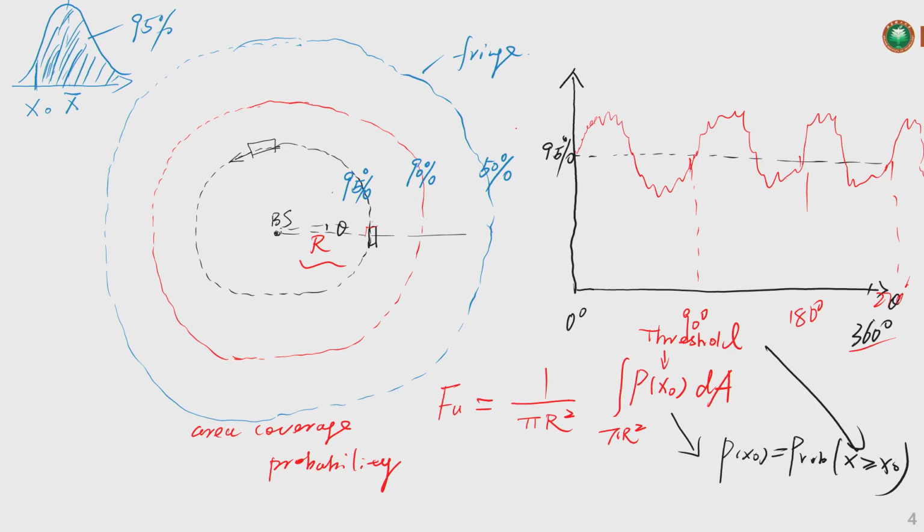Accordingly, if we want to do some calculation, we need to get an exact expression for p x node. The x node is the threshold for the power, right? And x is the received power. So the p x here should be a function related to it. For the slow variations, we take the log normal distribution or the Gaussian distribution. So p x has an expression in the Gaussian distribution.